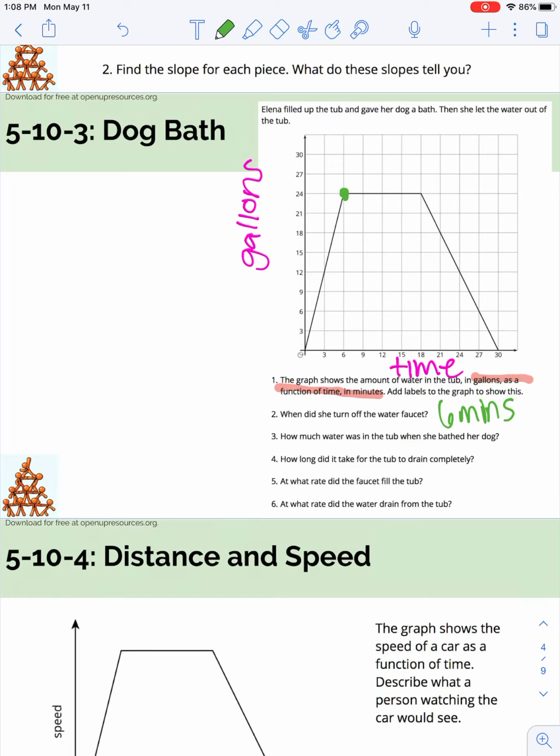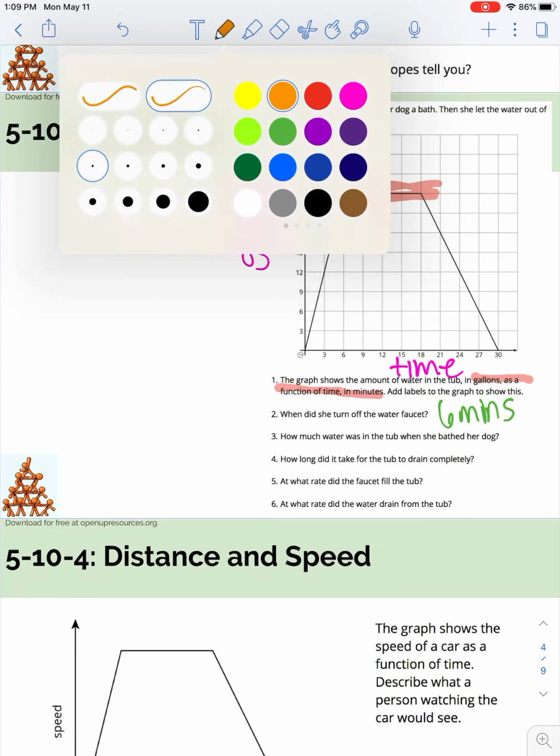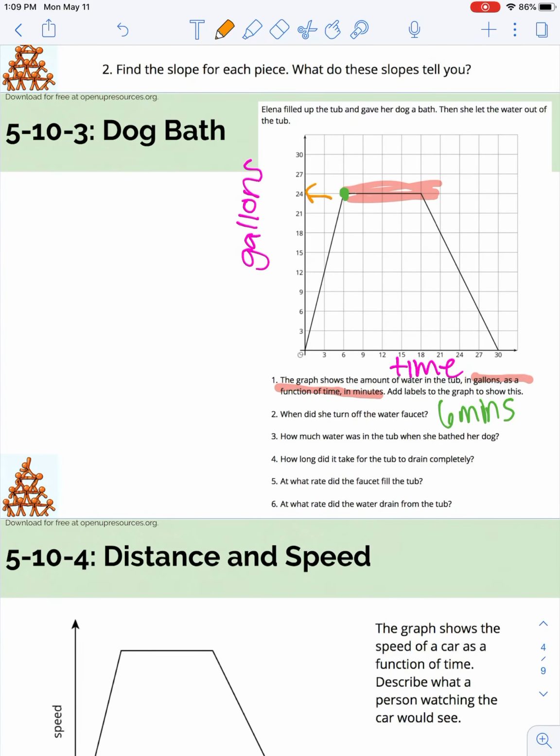Okay, how long did it take for the tub to drain? Or no, sorry, wait, did I skip one? I did. How much water was in the tub when she bathed her dog? So you can assume she's washing her dog along this part of the line, right? So that is how much water? Oh, 24, right? Because I look across and I see 24 here. So 24 gallons.